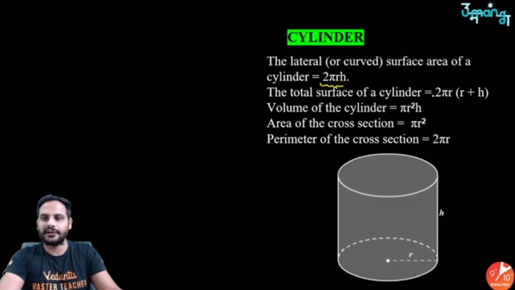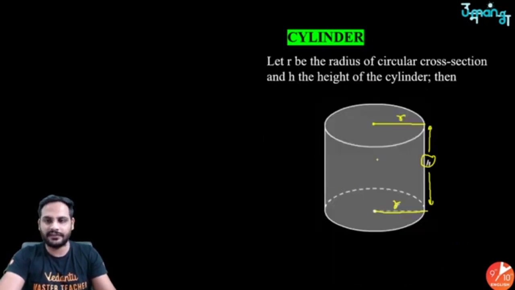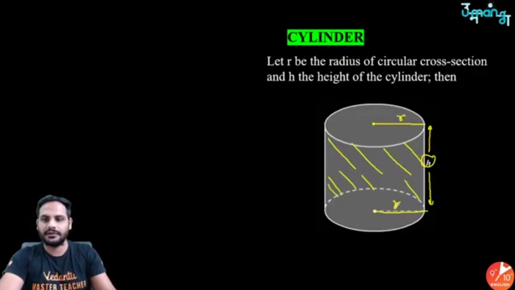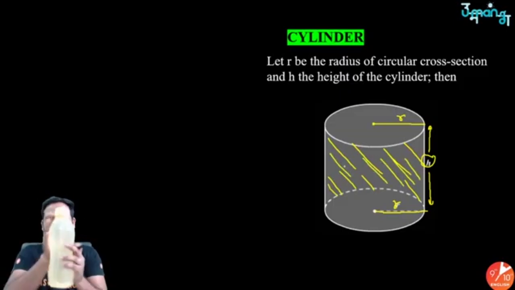Okay, the total surface area of a cylinder, but see, once you got to know this curved surface area, this area is called the curved surface area, only this curved part.